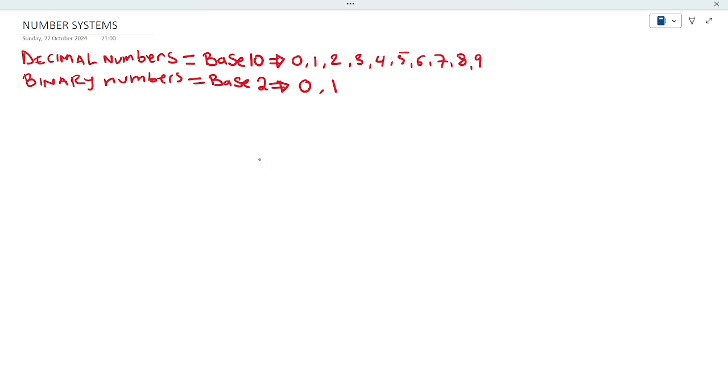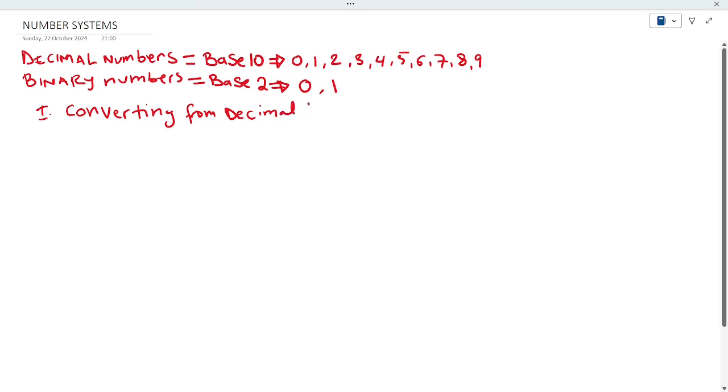So now, the major thing to know in the numbering system here in level 2 is, first of all, converting. We're going to do a lot of converting. The easiest thing we're going to start with, I can call this point 1, is converting from decimal numbers. We're going to be converting from decimal to binary. In other words, from base 10 to base 2.